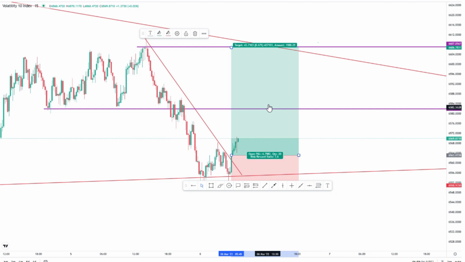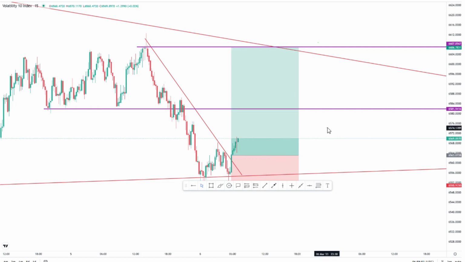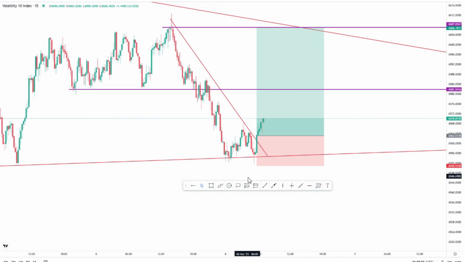If it hits my TP1, I will just lock in my profit. Then if it hits the final TP, I'm good to go. I will exit the trade and enter a sell right here once I see the signal. So why am I in this trade? What setup is this? If you look closely, you already know the setup I'm using.